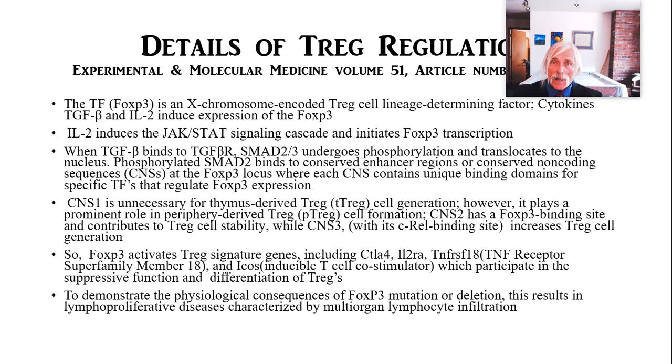interleukin 2RA, tumor necrosis factor receptor F18. That's a superfamily member 18. It's called a superfamily because you find that molecular signature in a lot of other receptors. And the ICOS, which is the inducible T cell co-stimulator. All of those participate in the suppressive function and ultimately the differentiation. In this case, not necessarily terminal differentiation of the Tregs.